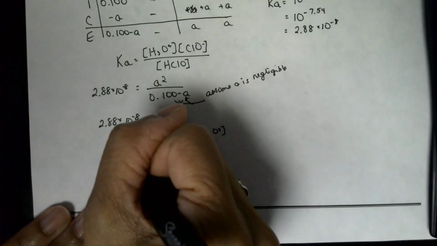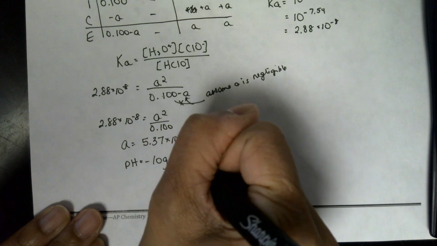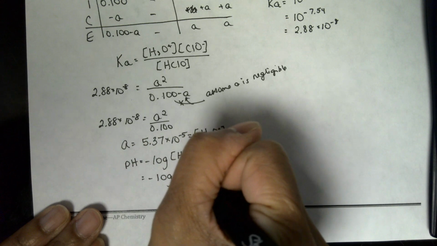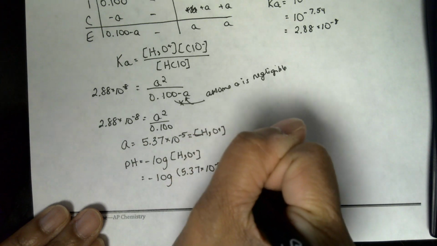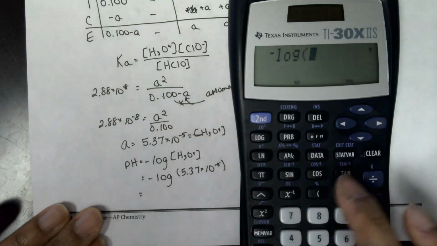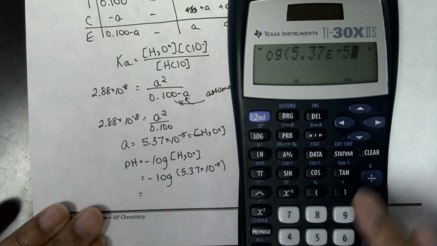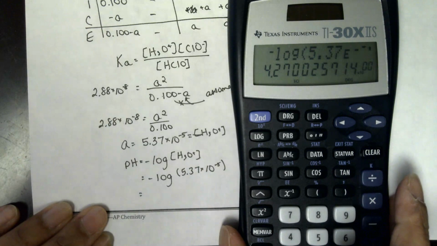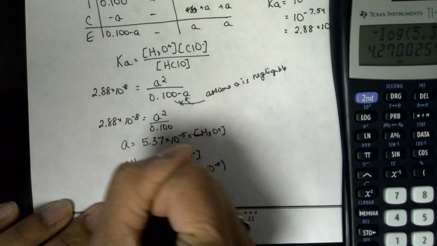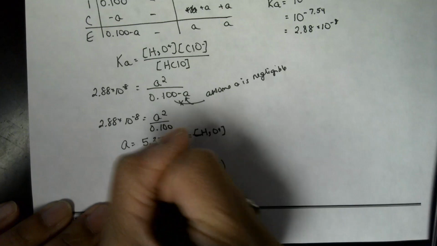And so I know that my pH is equal to the negative log of my H plus or H3O plus concentration, the same thing. So negative log of 5.37 times 10 to the negative 5th. So here I've got negative log of 5.37 times 10 to the negative 5th. And so I've got 4.27 as my pH. Double checking, that is what I want to solve for. So that is that answer right there.